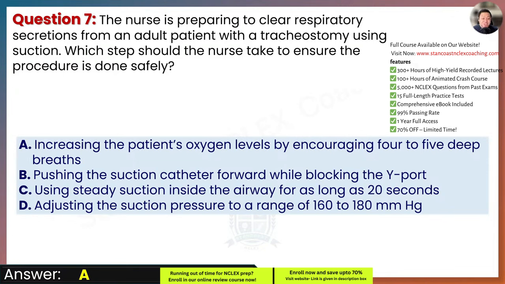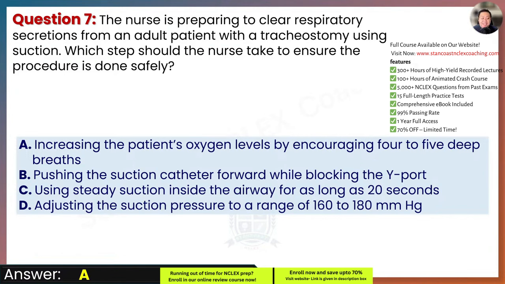And if the patient is alert and able, having them take that 4 to 5 deep breaths will do the trick. And if they are ventilated, a manual resuscitation bag or ventilator side function can be used instead. So either way, this step can ensure a safe and effective suctioning procedure.